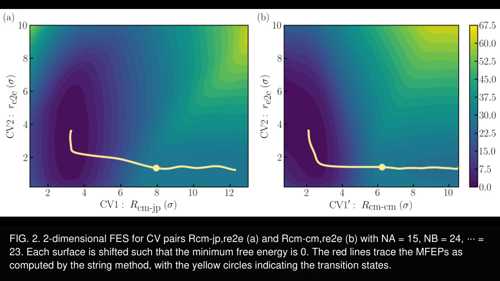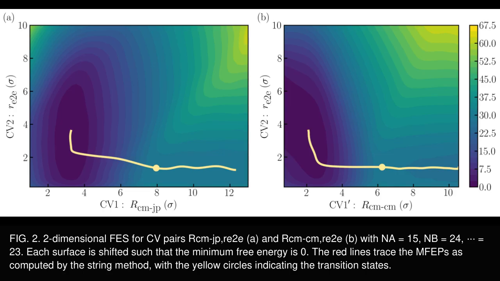Figure 2 displays the computed two-dimensional free energy surfaces for two pairs of collective variables related to chain escape from the micelle, specifically R_CM-JP and R_E2E in part A, and R_CM-CM and R_E2E in part B. These variables respectively capture distances between the micelle's center of mass and the junction point or center of mass of the chain, along with the chain's core block end-to-end distance.